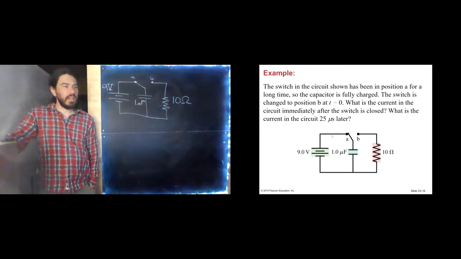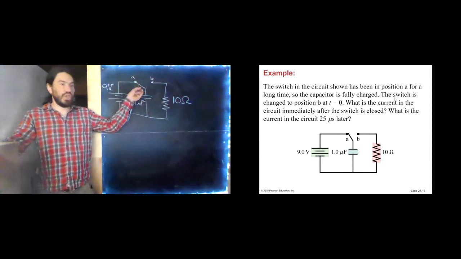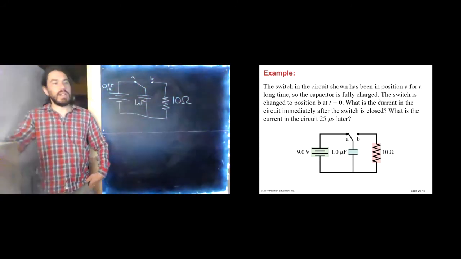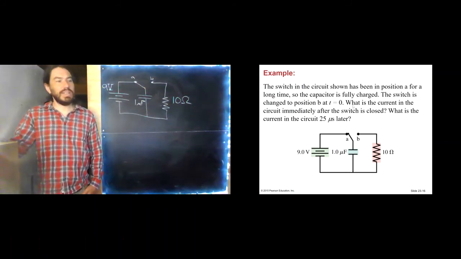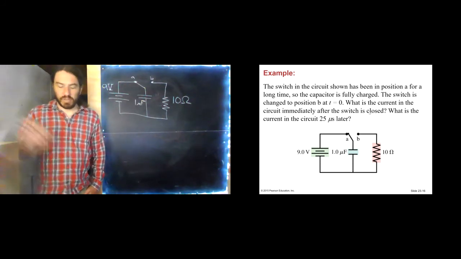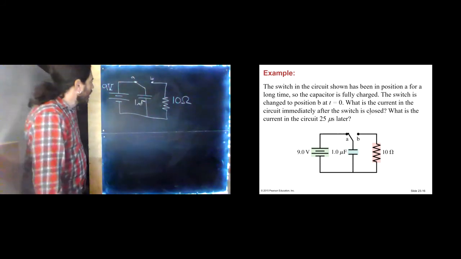So here we've got this circuit here. The switch in the circuit has been in position A, so as shown here, for a long time, and the capacitor is fully charged. The switch is thrown to position B at t equals 0. What is the current in the circuit immediately after the switch is closed? Well, let's answer that first.